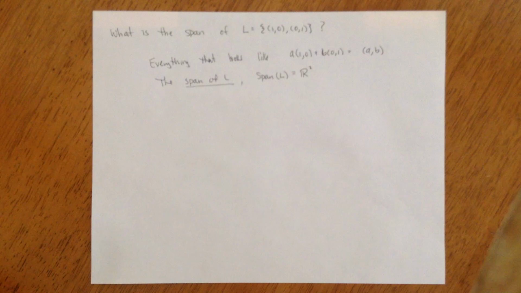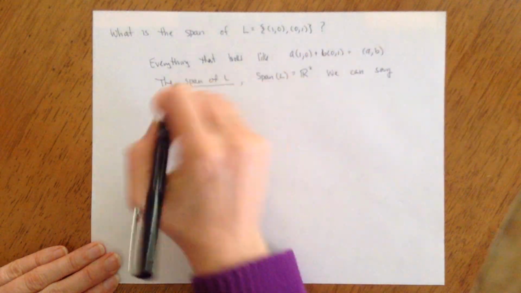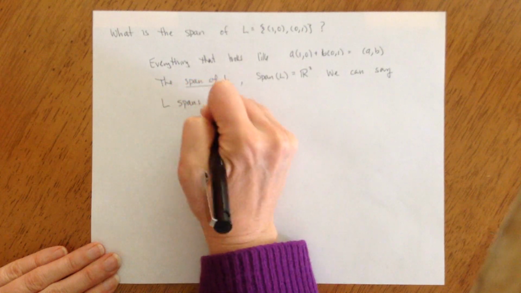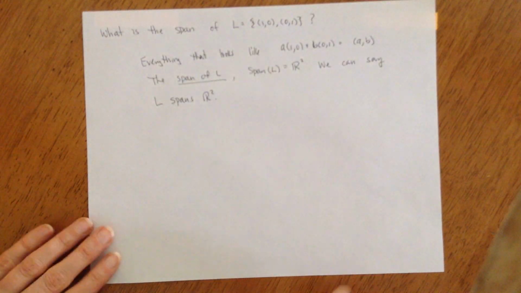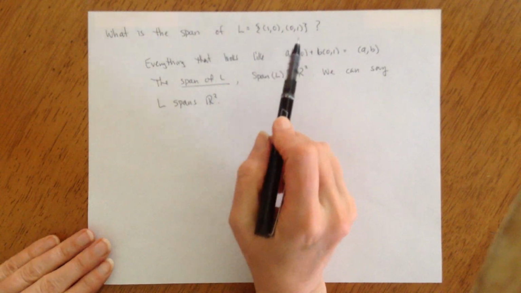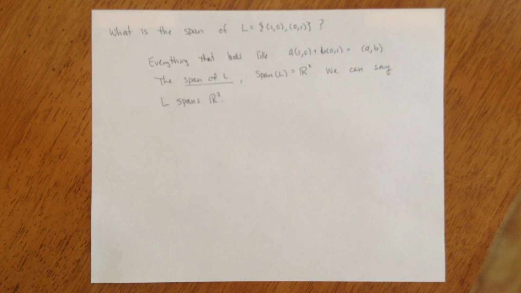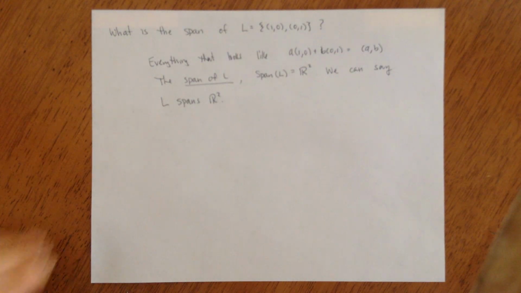And we can also use the word span as a verb, so we can say L spans R2. So you take the elements, just these two elements can, using linear combinations, build the entire vector space. So that's what it means for a set to span a vector space, is you can get everything in the vector space using just the elements in that set. And that's a fairly small set. It just has two elements in it, and it spans all of R2. And those two 2's are not a coincidence.